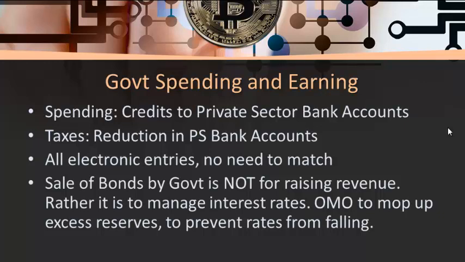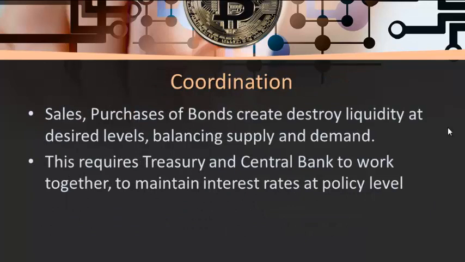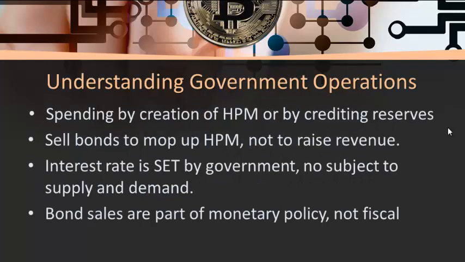All right, so this is government spending and earning. We have already gone into this, and coordination, I have already discussed this. Basically, government spending creates liquidity, and the central bank is required to destroy or mop up this liquidity in order to maintain the money supply. So there has to be coordination between Treasury and central bank. They cannot work independently.